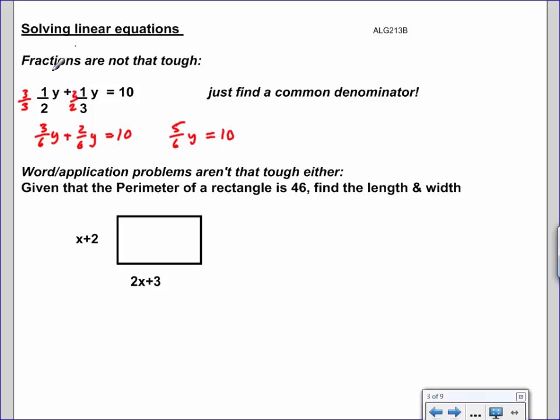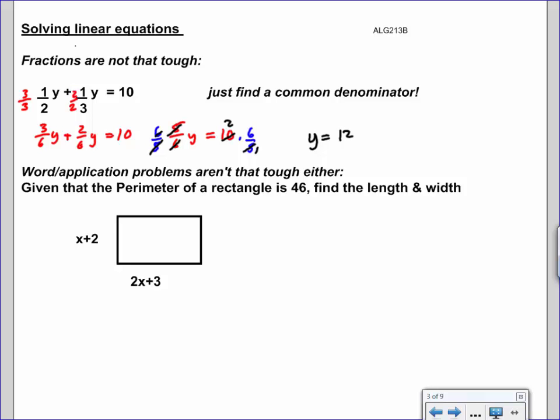The reciprocal of 5/6 is 6 over 5. This all cancels. And again, you can cross reduce. 5 into 5 once, 5 into 10 twice. 2 times 6, y equals 12.